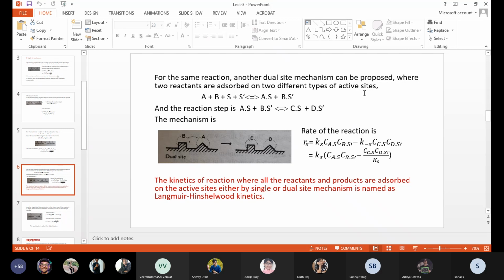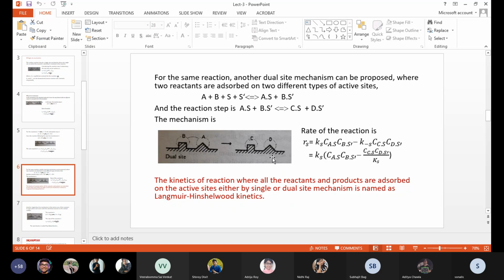They have similar nature, the same properties and characteristics, but it may happen that there are two different types of sites. Pictorially I have shown two different sites. One is denoted by S, another one is S dashed. If A is adsorbed on S and B on S dashed, this is the adsorption step, A dot S plus B dot S dashed, and the reaction step is A dot S plus B dot S dashed, giving us C dot S plus D dot S dashed.